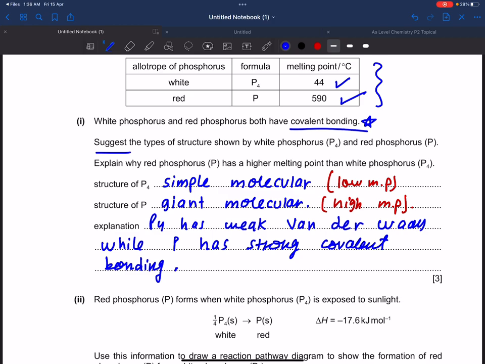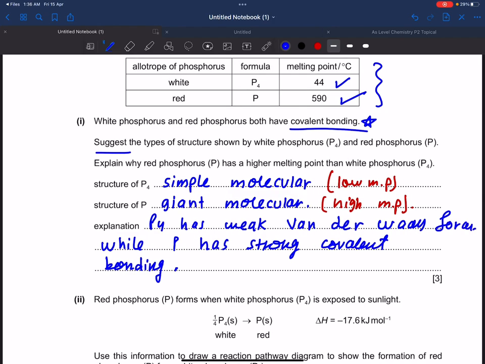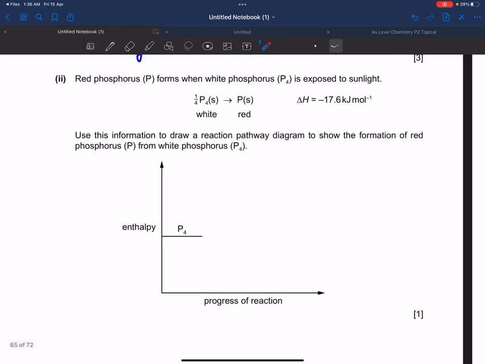Okay, just going to write that: weak van der Waals forces. So this is a simple molecular structure with weak van der Waals forces, while P has strong covalent bonding. Because of that, it has stronger van der Waals forces. That's why this deduction. Okay, next part.